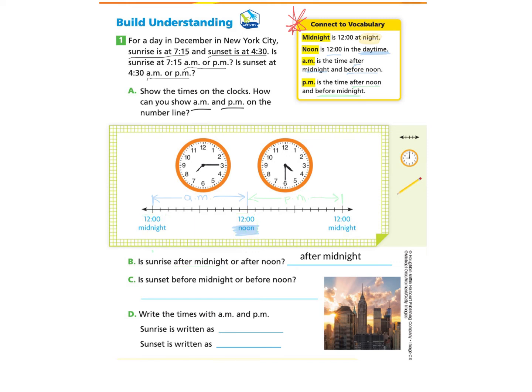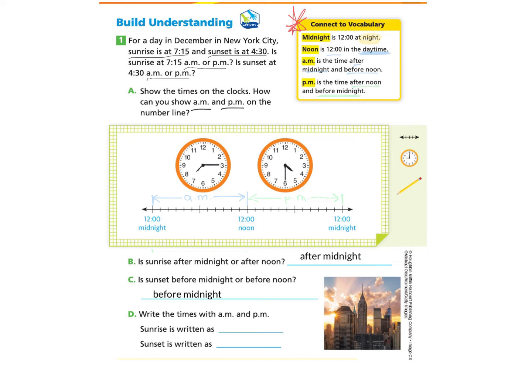Let's take a look at the next part. Is sunset before midnight or before noon? So they're asking, does the sun set here before midnight, so before this time, or does it set before noon, the middle of the day? And the correct answer is it is before midnight. So the sun's going to go down before it is midnight. Let's take a look at part D. Write the times with AM and PM.